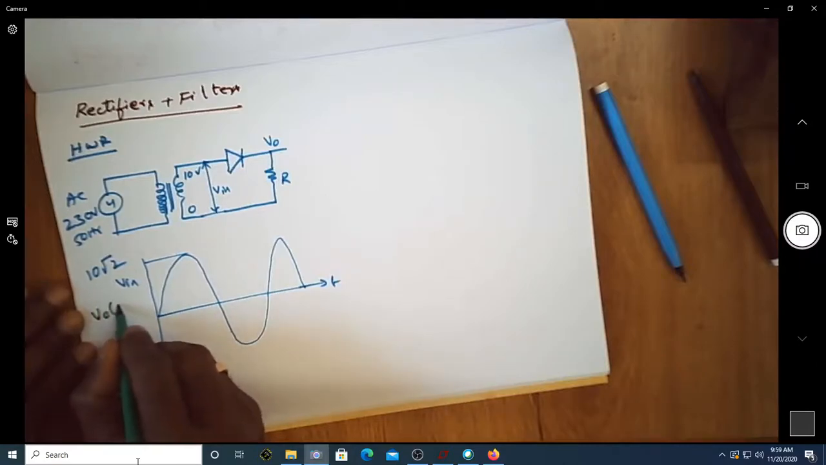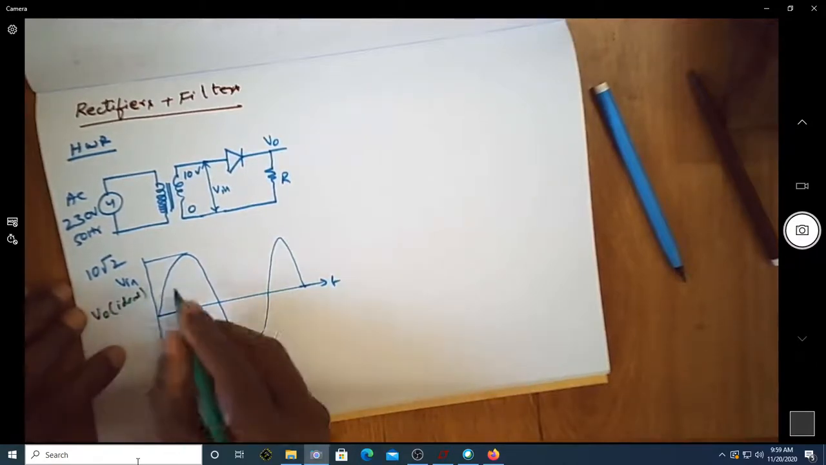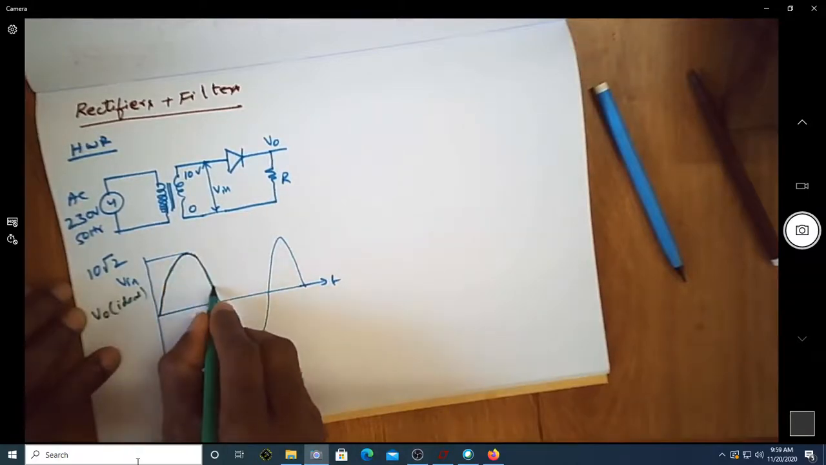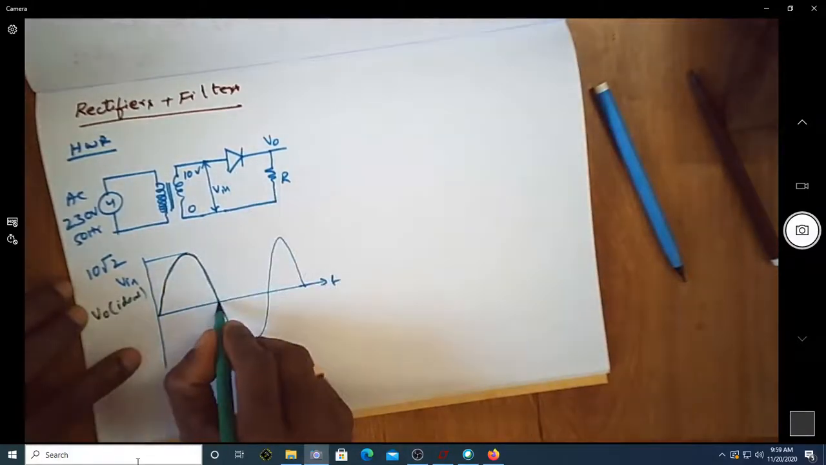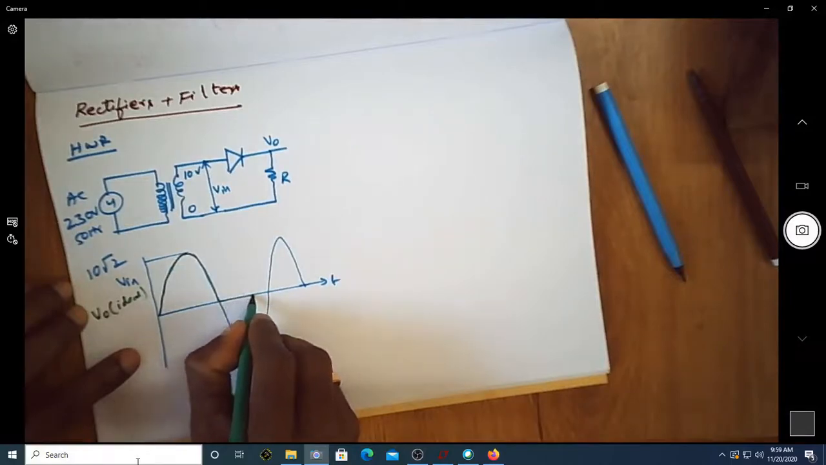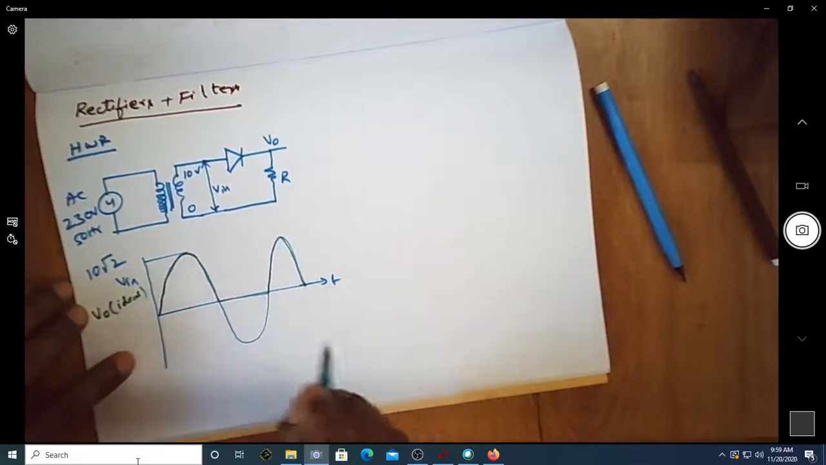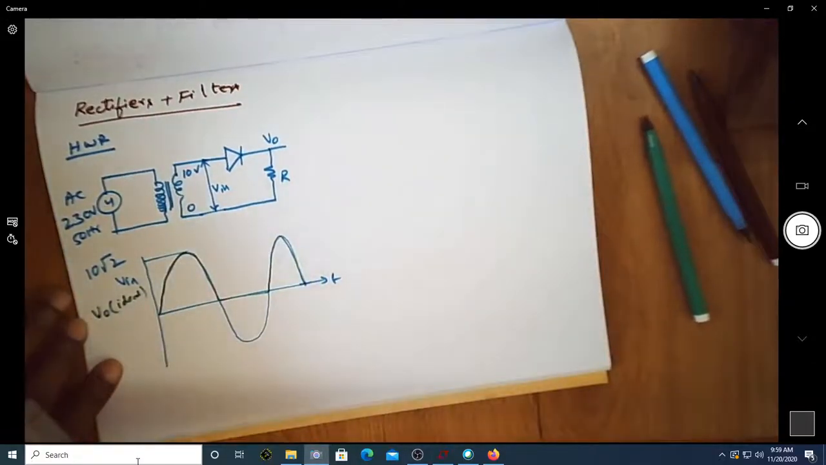V0, considering the diode as an ideal diode, overlaps with this input voltage, because we are considering that this is acting like a closed switch without any cut-in voltage, and this is how it just overlaps. So this is how the output looks. It's exactly overlapping.